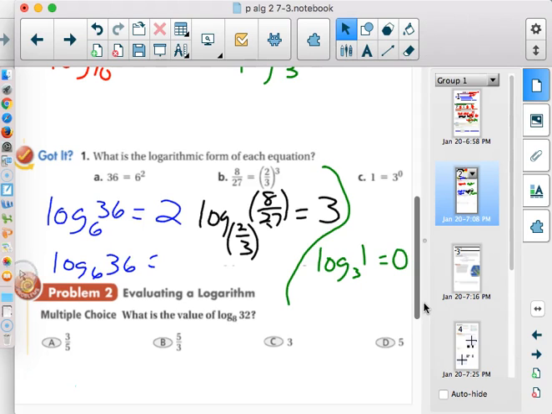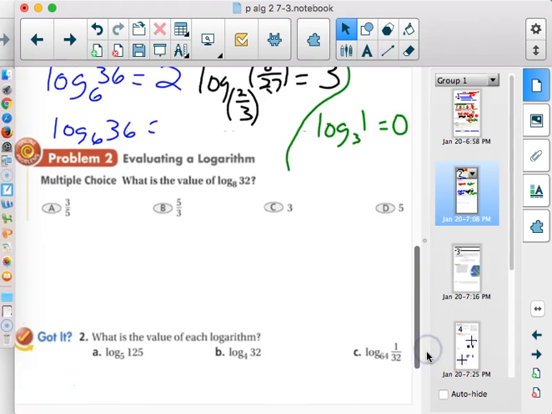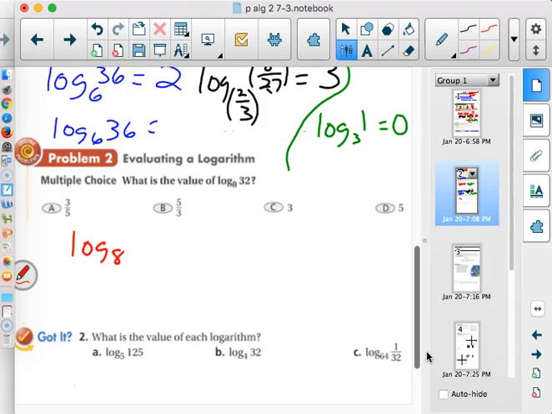Now we start finding them ourselves. What is the value of logarithm base 8 of 32? Do you know it already? Well, then we don't know it, then that makes it an unknown. If it's an unknown, we should do that. Because now we can snail shell it.